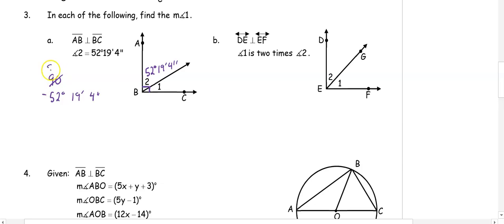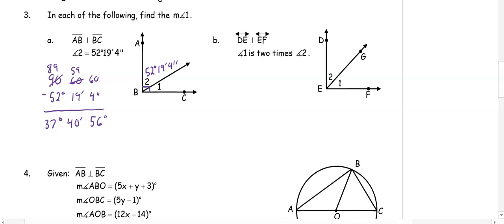So we'll have to borrow a degree to get 60 minutes and then borrow a minute to get 60 seconds. So we can now subtract. So 60 minus 4 gets us 56 seconds. 59 minus 19 gets us 40 minutes. And 89 minus 52 gets us 37 degrees.